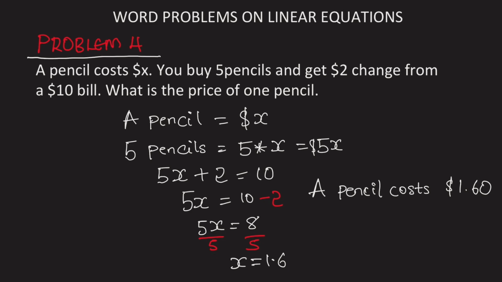So for this question, we bought 5 pencils. However, the price of the 5 pencils was unknown. When we add the total price of the 5 pencils plus our change, which was $2, it has to equal $10, which is the amount we started with. So for this case, we got our linear equation as 5x plus 2 equals 10. And solving the linear equation, we found that each pencil costs $1.60.